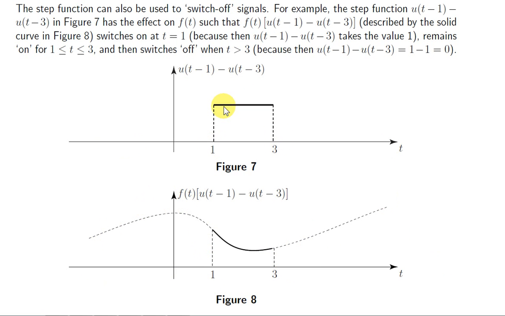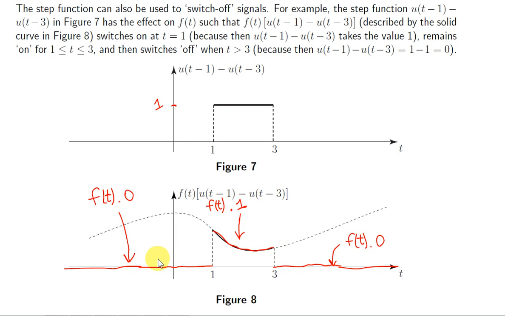However, for values of t between 1 and 3, this function is equal to 1. So for values of t between 1 and 3, this becomes 1 inside the brackets times f of t. And 1 times f of t is just f of t. So we've just picked out this part of the signal, or the function. So this line here is really part of the function. It's just f of t times 0, which is 0. And similarly, this line here is really part of the function, but of course we're really just interested in the part of the function for values of t between 1 and 3.